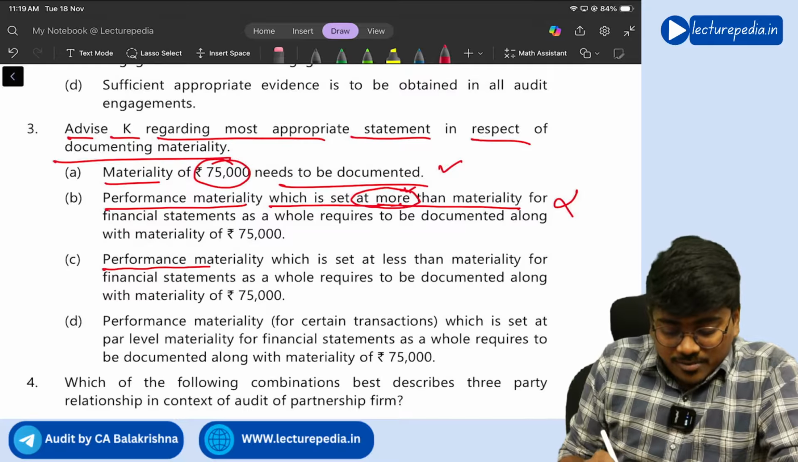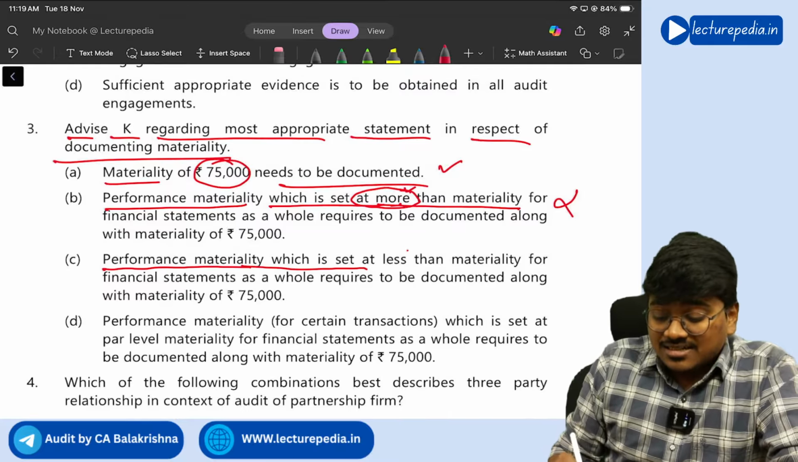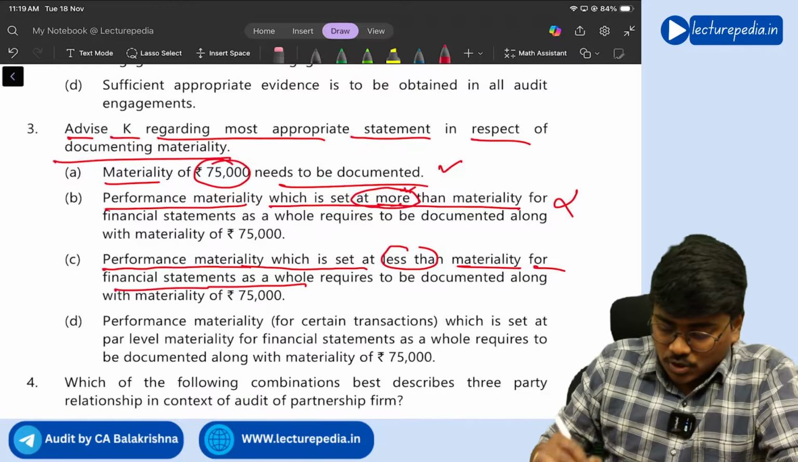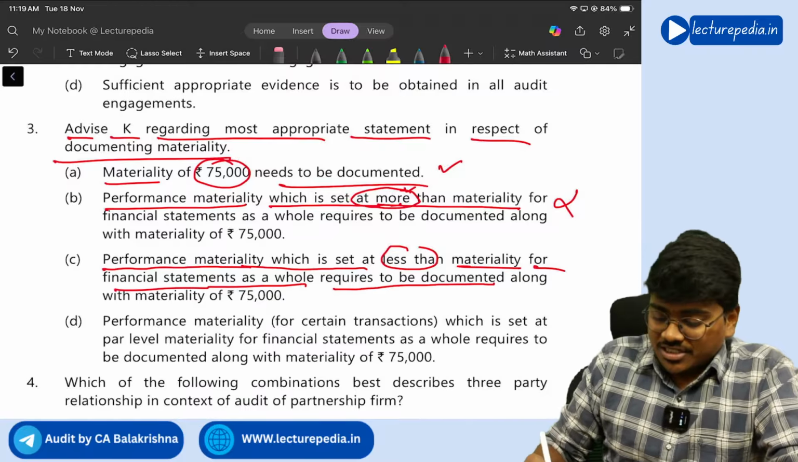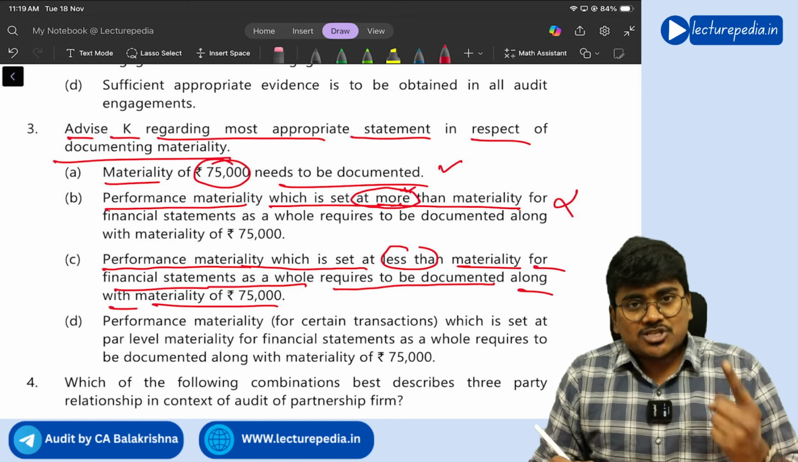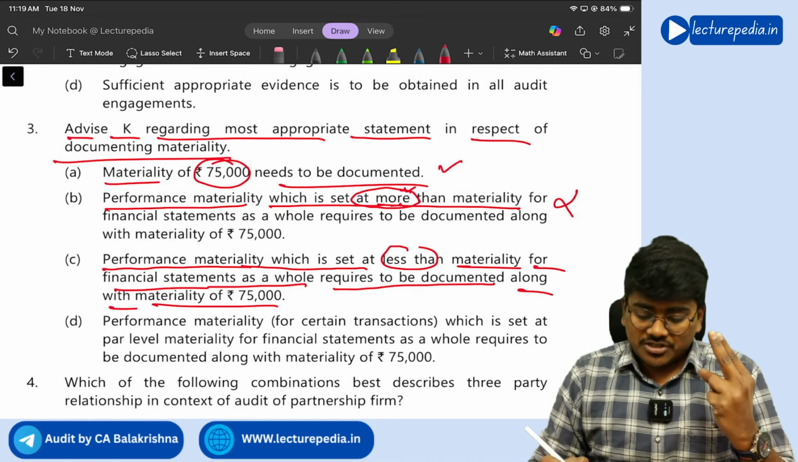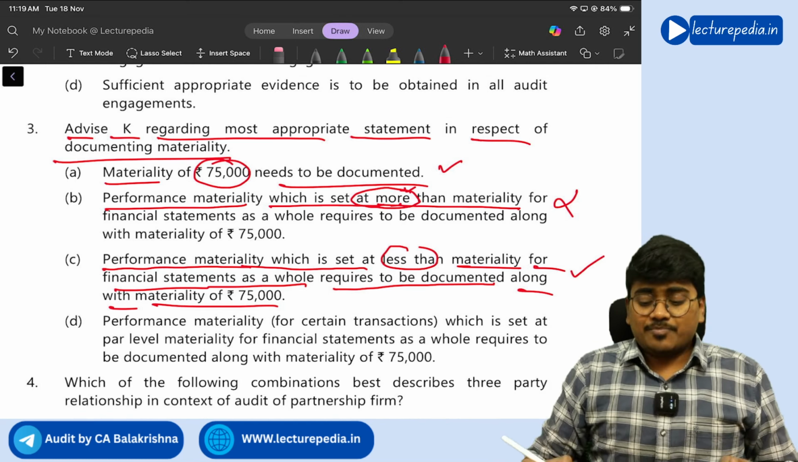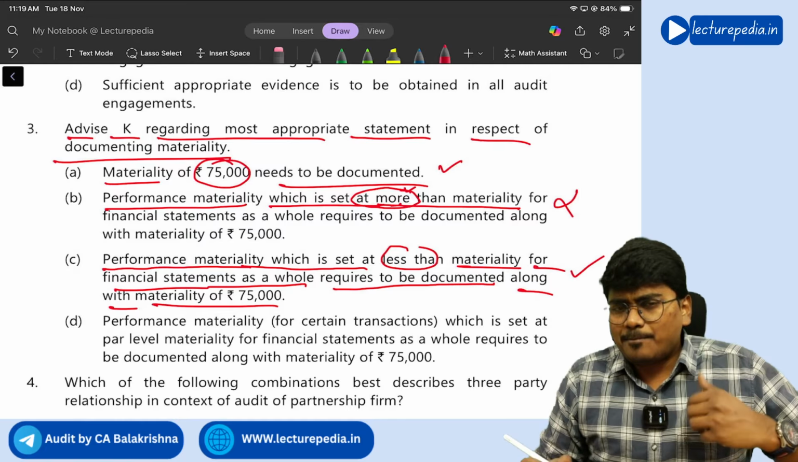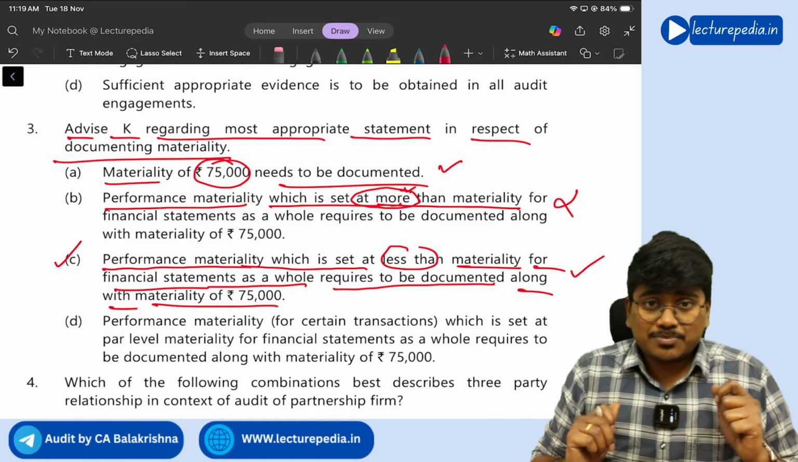Next, performance materiality, which is set at less than materiality for the financial statements as a whole, requires to be documented along with the materiality of 75,000. Yes, performance materiality as well as materiality, both things should be documented. So if you compare option A, option B, and option C, which is the best option? Option C is the best option.